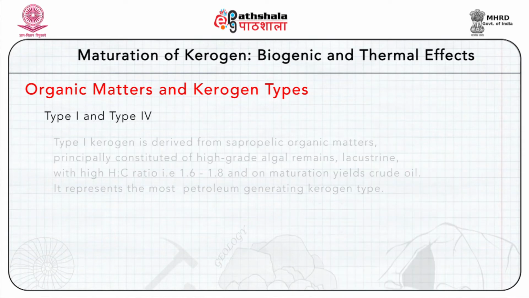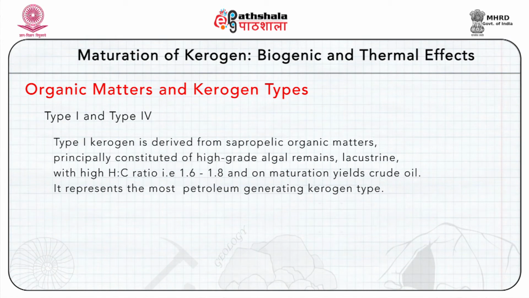Now, type 1 kerogen is derived from sapropelic organic matter, principally constituted of high grade algal remains which are lacustrine with high hydrogen to carbon ratio, that is 1.6 to 1.8, and on maturation it yields crude oil. It represents the most petroleum generating kerogen type.